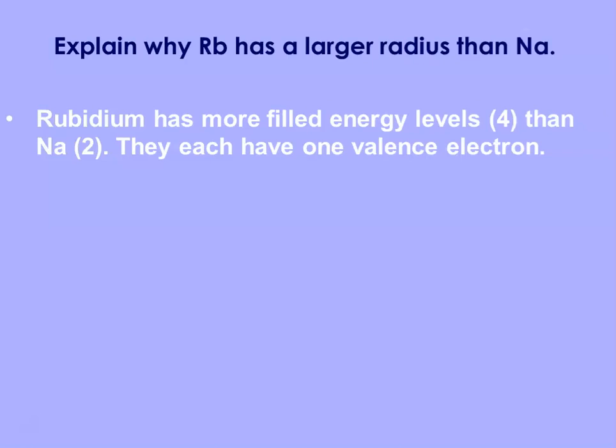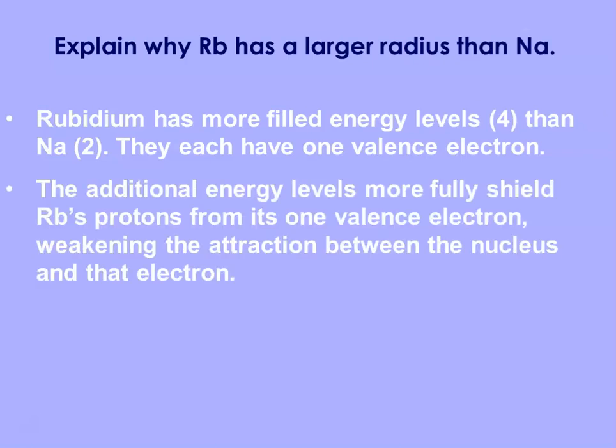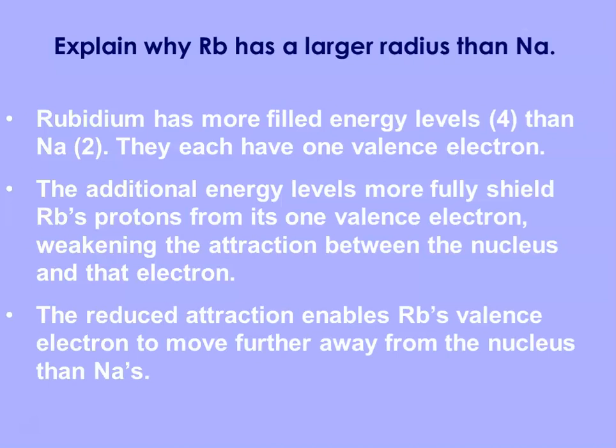Rubidium definitely has more protons, but it has all these filled energy levels that are separating its positive charge from those valence electrons. So because of those additional energy levels, the protons that rubidium has are shielded from that valence electron, weakening the attraction between the nucleus and those valence electrons and increasing the separation between the nucleus and rubidium's valence electron.